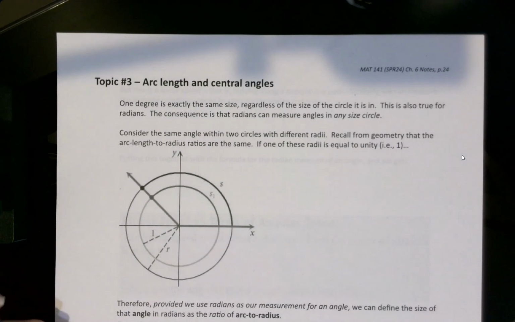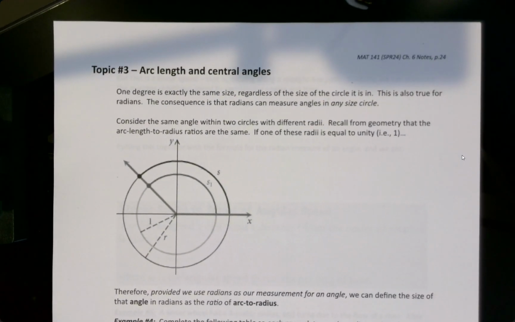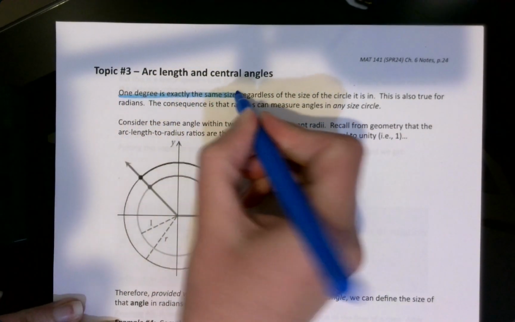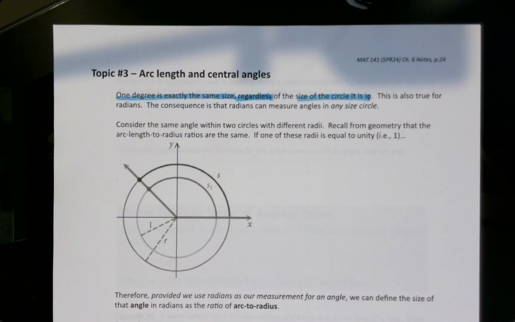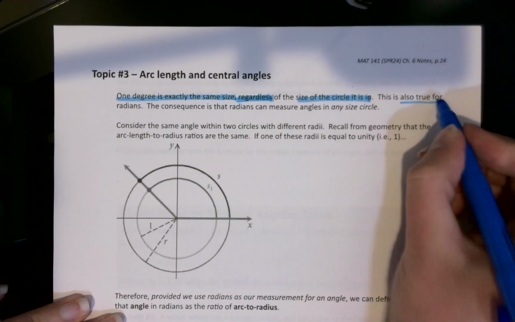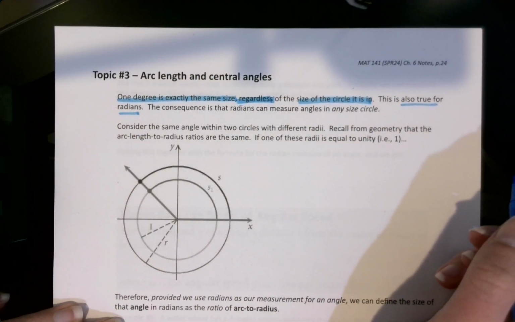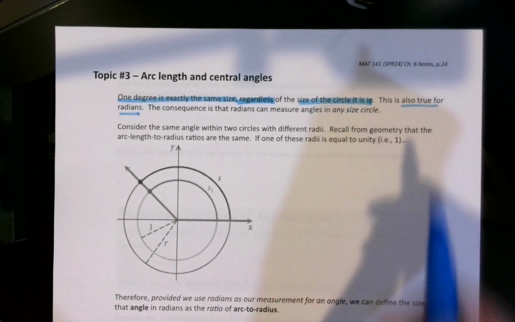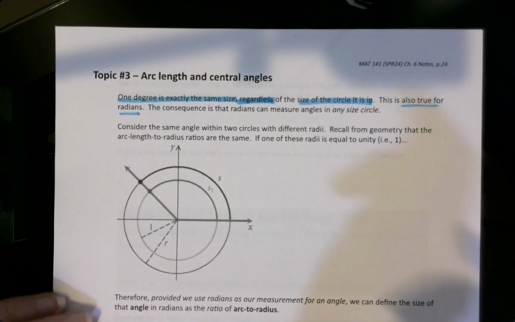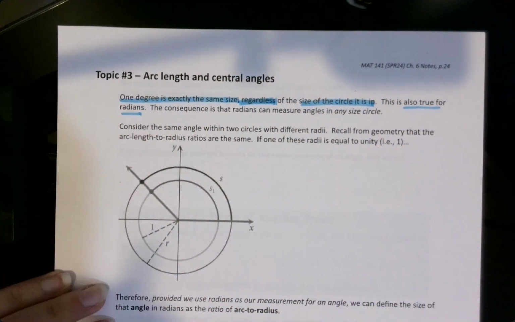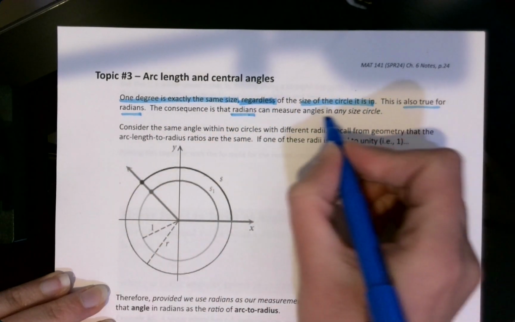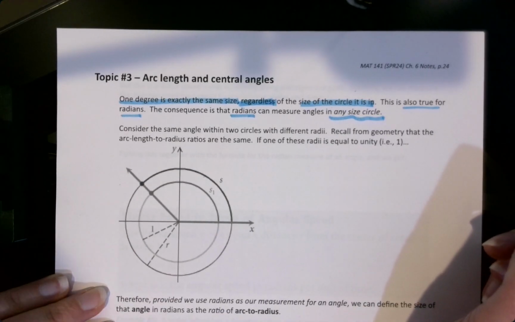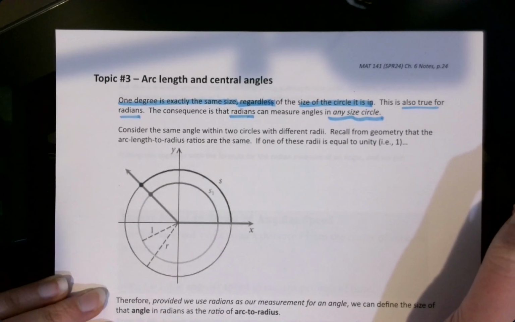Okay, next topic, we've got ourselves arc length and central angles. A degree is exactly the same size regardless of the size of the circle it's in. And that does also need to be true for radians. But the consequence is that because the radius can change, that does change the circumference, we need to talk about discussing the arc length versus the radian measure. So radians can be used to measure angles in any size of circle, not just a circle whose radius is 1, aka the unit circle.